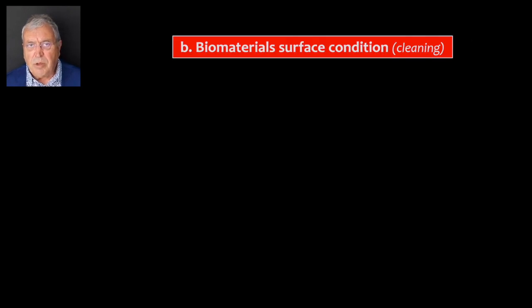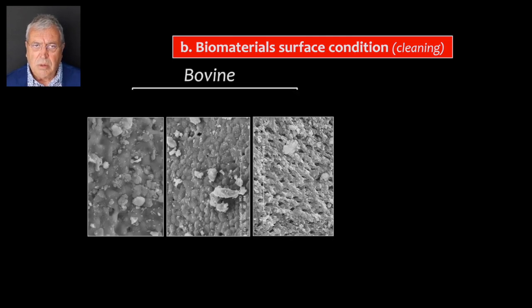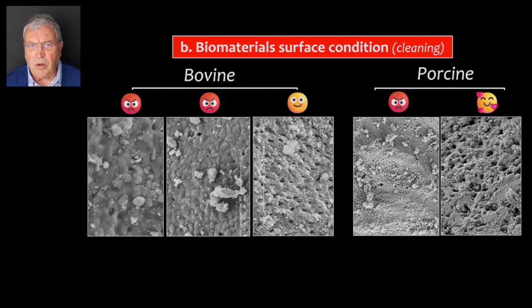We need to take care about the surface condition, meaning the cleaning. What we do with implants and titanium, we must do with biomaterials. This is the surface condition of 3 bovine materials, and we see that the cleaning is not very good. We have a lot of debris, and when we place debris, we will induce inflammation in order to remove this debris. Even in porcine, we have some materials which are not very well cleaned.